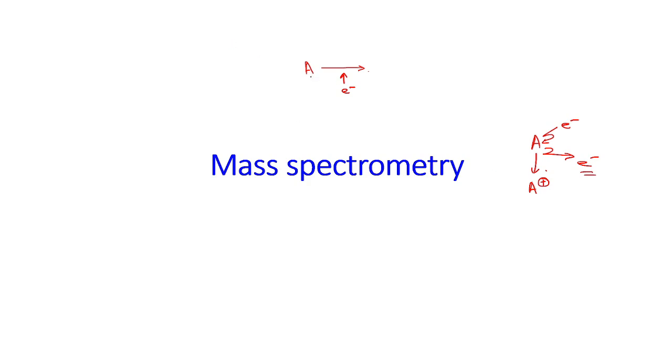Now this A, after it passes through the ionization chamber, becomes A plus, and then over there you have a chamber where the acceleration of this ion takes place. So this A plus is then accelerated. Now how does this acceleration take place? Suppose this is a cation.